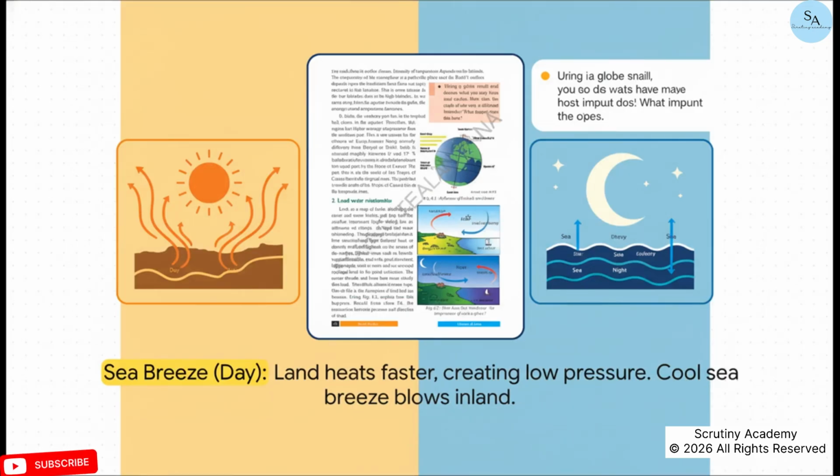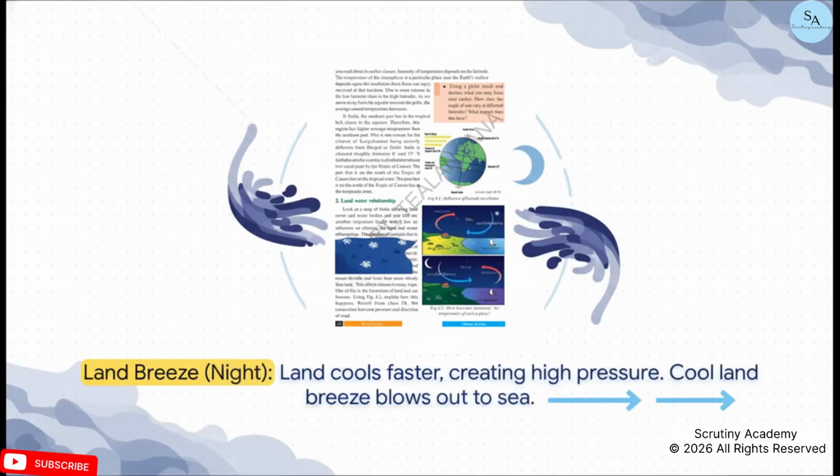The land-water relationship. Check this out. During the day, the land heats up way faster than the sea. This creates a zone of low pressure over the land. And what does that do? It sucks in the cooler, high-pressure air from over the sea. We call that the sea breeze, and it's the whole reason coastal places like Mumbai or Chennai have that nice, moderate climate. But then, at night, the whole thing flips.